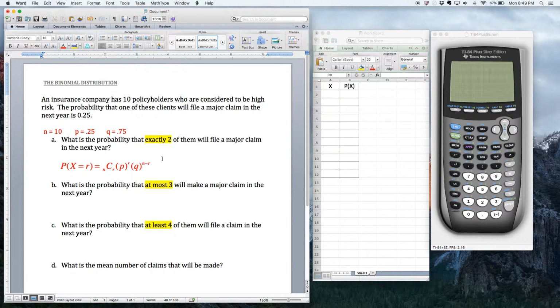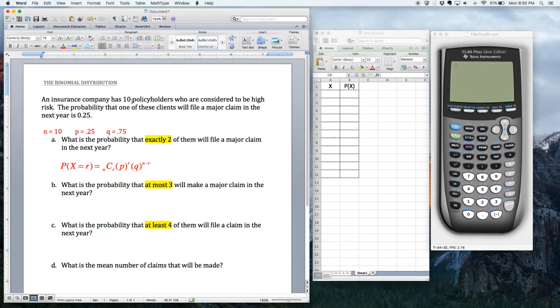So remember, the binomial formula uses a combination and counts all the ways that the 2 people who put a claim in out of the 10 can be arranged. Then it multiplies by the probability of winning to the number of wins. Then it multiplies by the probability of losing to the number of losses. So this is the formula.